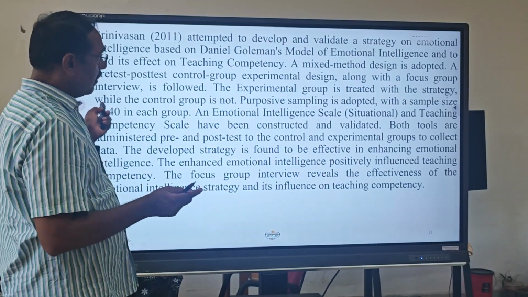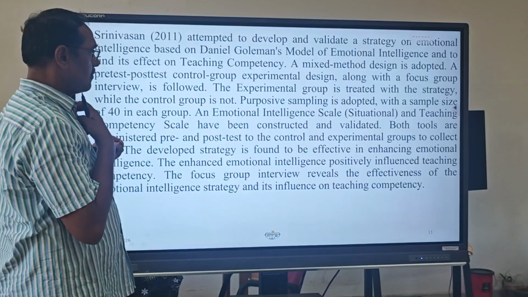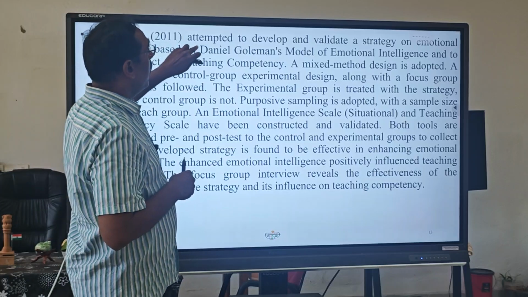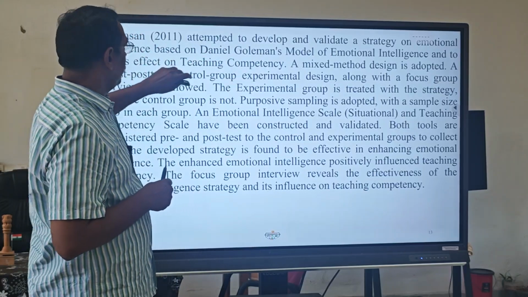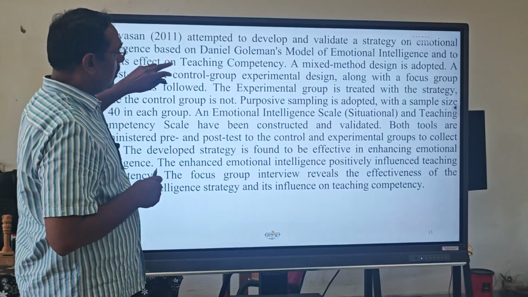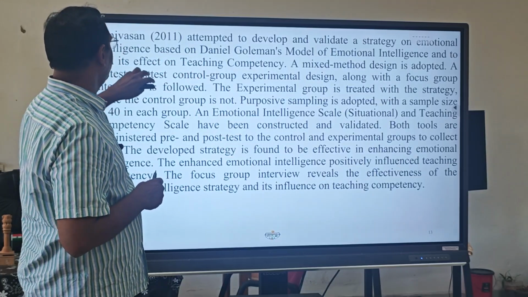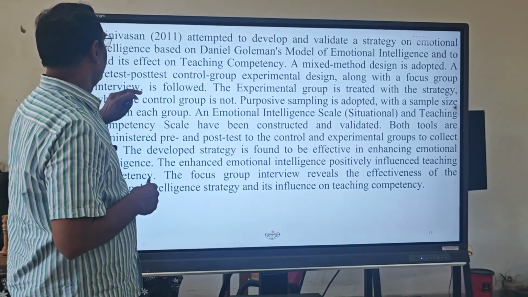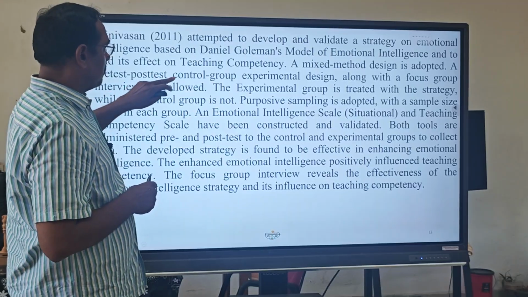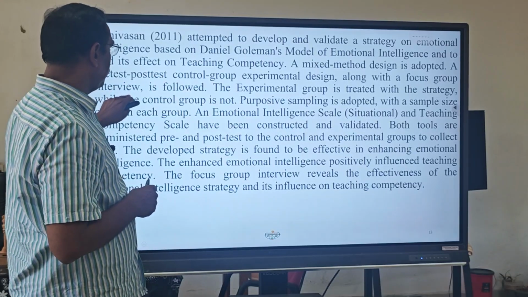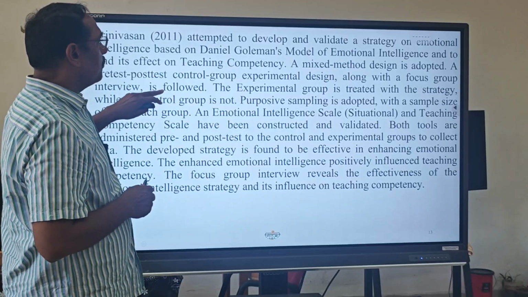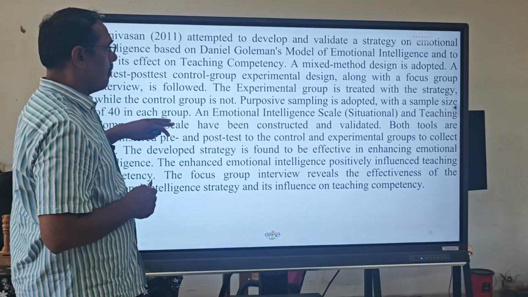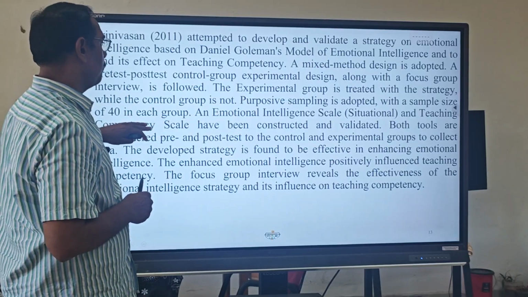Okay, so this is one example I am giving, my own example. This is my PhD dissertation. You can see Srinivasan 2000, with the name and year, attempted to develop and validate a strategy on emotional intelligence based on Daniel Goleman's model of emotional intelligence, and to find its effect on teaching competence. A mixed method design is adopted. A pre-test, post-test, control group experimental design along with a focus group interview is followed. The experimental group is treated with the strategy while the control group is not. Purposive sampling is adopted with a sample size of 40 in each group.